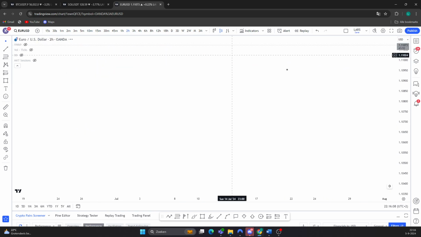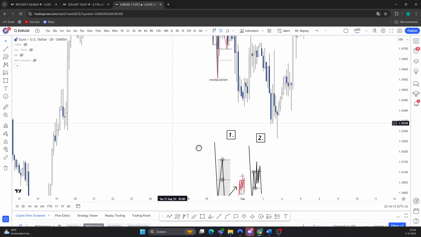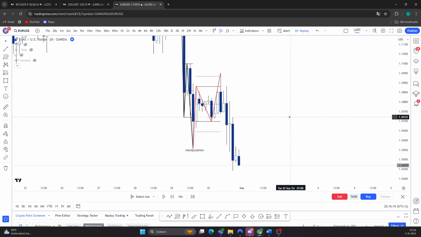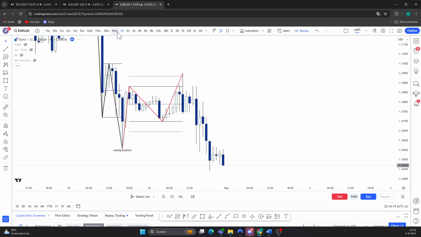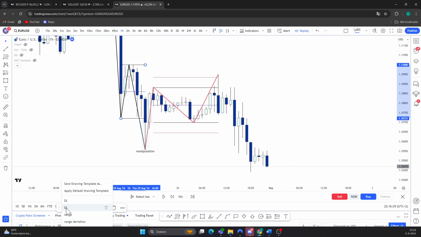So right here on the higher time frame, let's use that replay mode. Right here on the higher time frame, we were trending down. So you can see the downtrend in our black market structure drawing. You can see that aggressive downtrend. Now, also using our DL tool, you can see that it was a wick. So technically speaking, this black market structure drawing is a valid range.